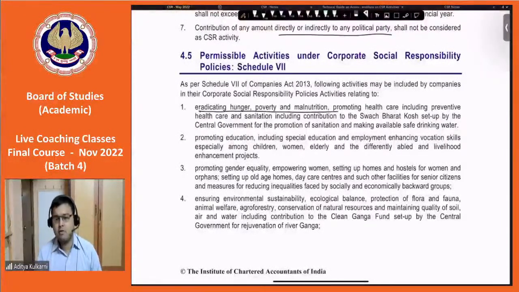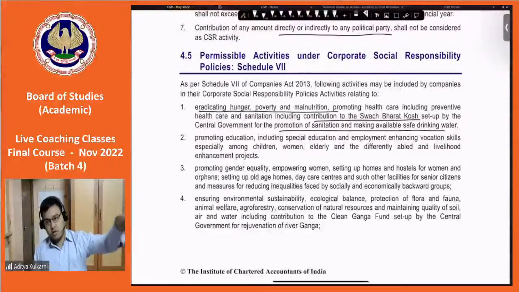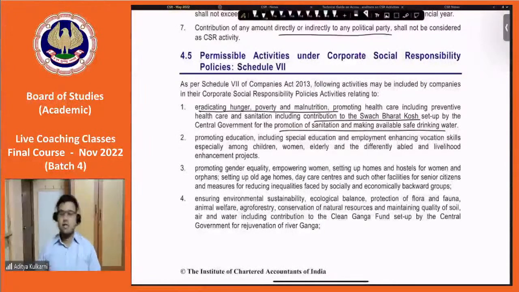Eradicating hunger, poverty, malnutrition. Contribution to Swachh Bharat Kosh for promotion of sanitation and making available safe drinking water. You go to villages, even in Karnataka or any other village, people walk kilometers together to get water. So where I come from, in that village, 20 liters of safe drinking water is given for 1 rupee. You can call for a tanker, it will come and put 20 liters for you. Okay. Now this is a social CSR.